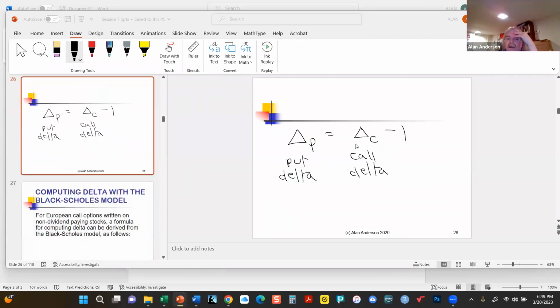And now actually, here's a shortcut. It turns out that if you already know the call delta, you don't need to calculate the put delta separately, because all you have to do is take the call delta and subtract 1. So if you already know the call's delta, you subtract 1, and what's left is the put delta. We'll see why in a second.